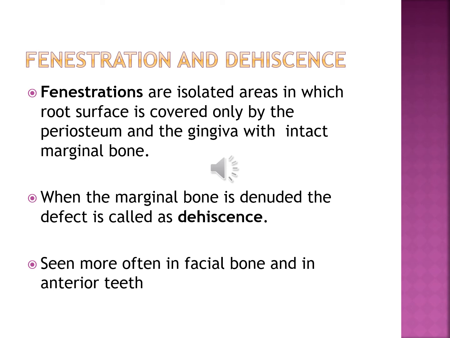Fenestration and dehiscence. These are the two terminologies you can see in the alveolar bone chapter. What is fenestration and what is dehiscence? Fenestrations are isolated areas in which the root surface is covered only by periosteum and the gingiva, with intact marginal bone. I'll explain when there is a diagram. When the marginal bone also is denuded, we call it dehiscence. So in a way, both are similar. In fenestration, there is a loss of bone, but intact marginal bone is there. And in dehiscence, we lose marginal bone as well.